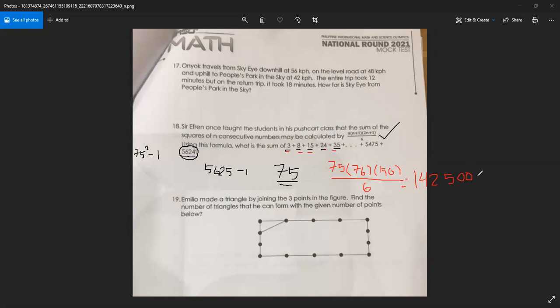Now, this is not yet the answer because we are subtracting one for each number. So we need to subtract 75 from it. So 142,500 minus 75, and we will get 142,425. So that's how we do number 18. Okay?